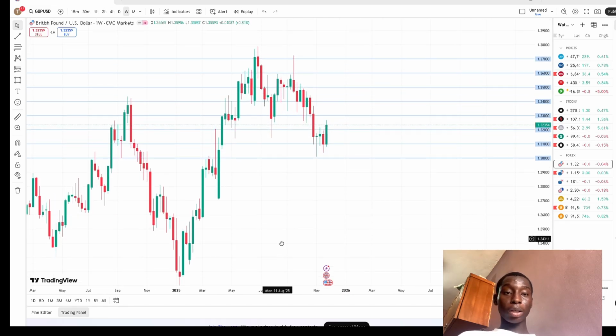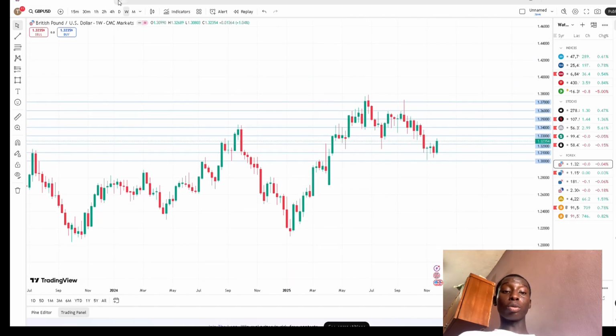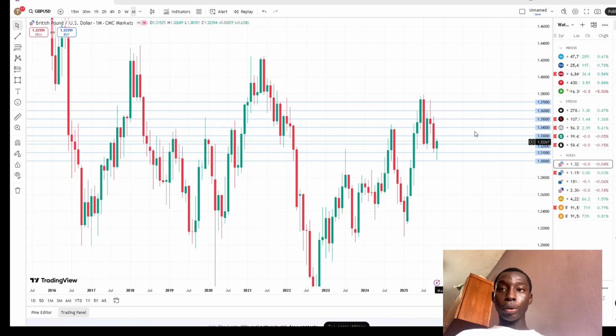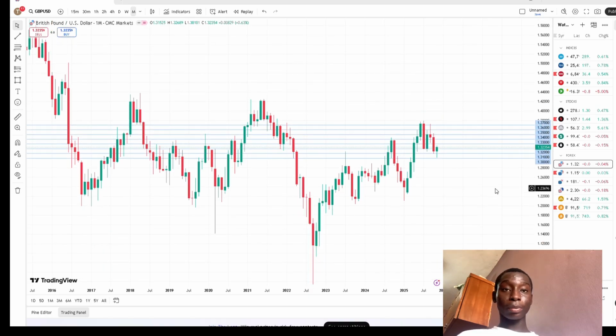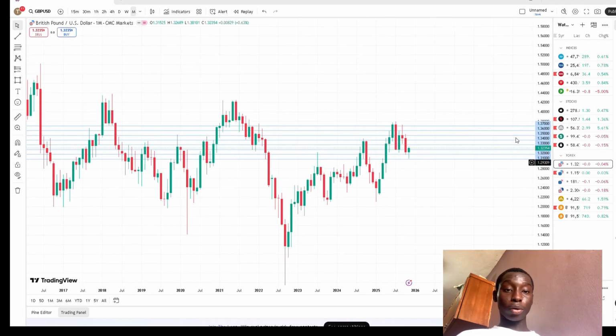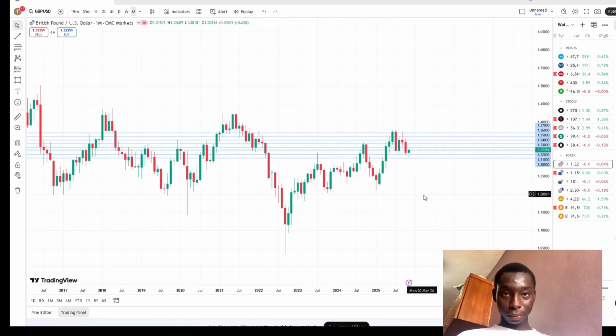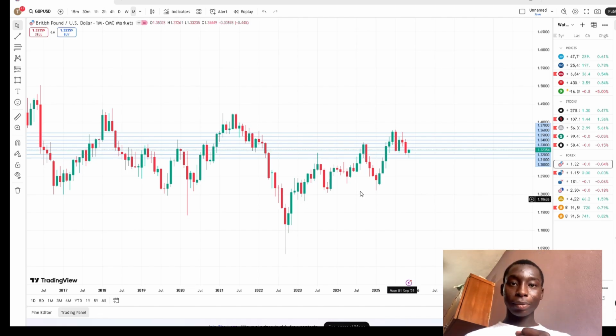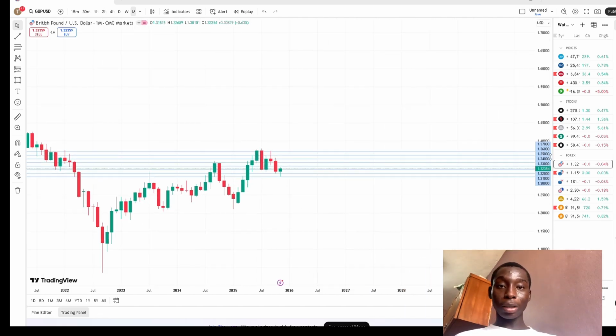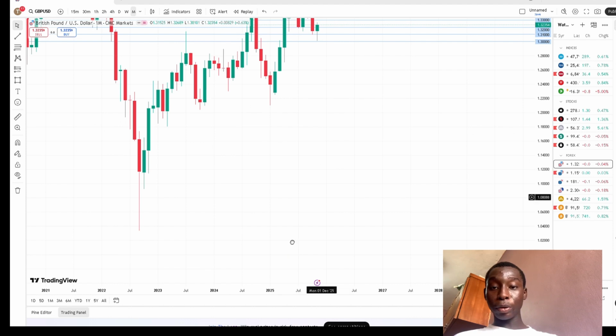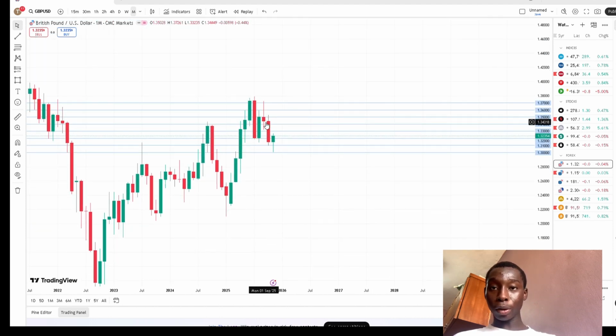First, we will zoom onto the monthly time frame to check the overall trend of the market, because we already ended the month. So we check the monthly time frame first. Going onto the monthly time frame, the previous month, this was September, we've seen a rejection here.